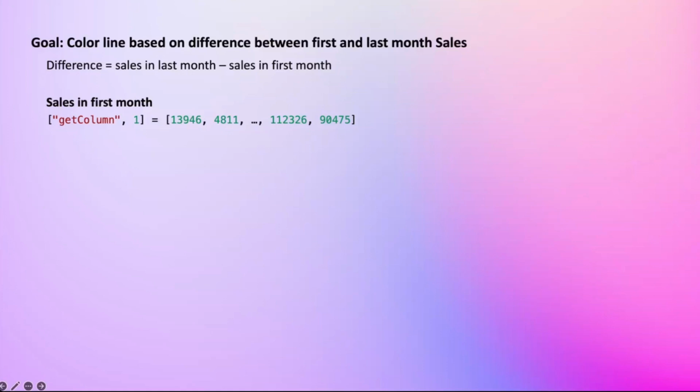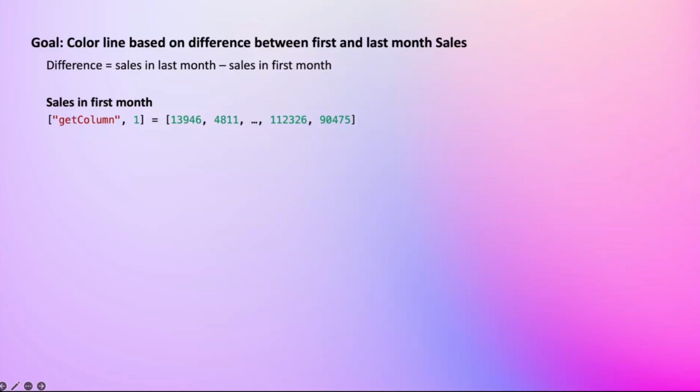So in this case, by calling get column 1, we're going to get an array of all of our sales data. And because of the way that we've ordered our graph, it's going to be sorted by month, which is our order date. So basically, this is the sales value in the first month, and then 13,900, and then 90,000 is our sales in our last month.